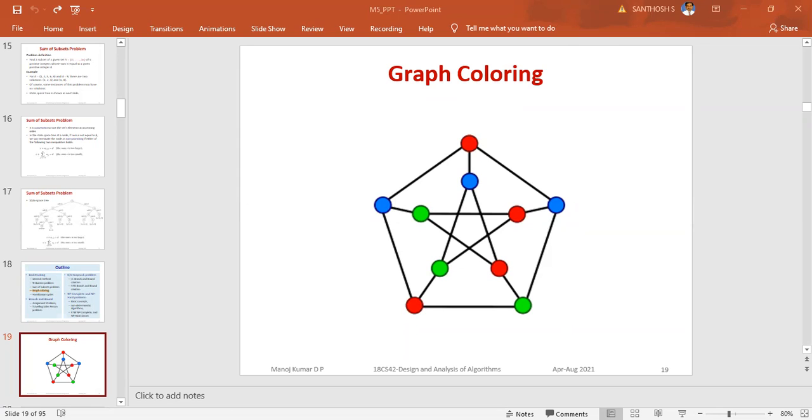Yes, in the graph you have G. G is equal to V comma E. So G means graph, V means vertices, E means edges. So for this, how many vertices do you have? Yes, Kavana KP. How many vertices do we have in this graph?